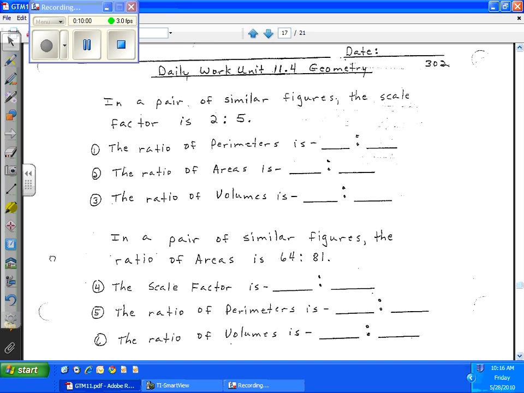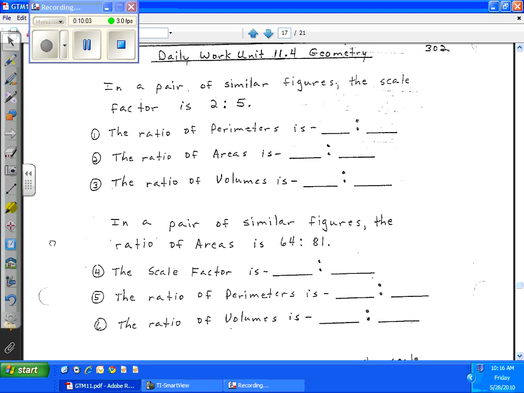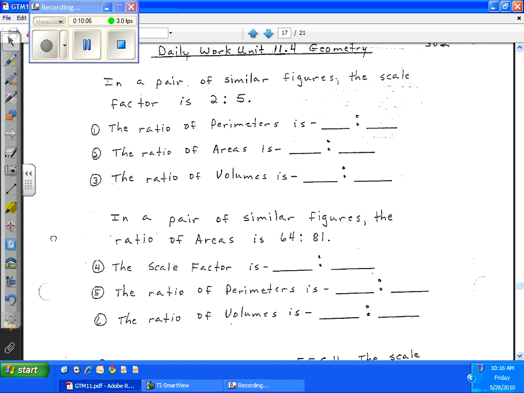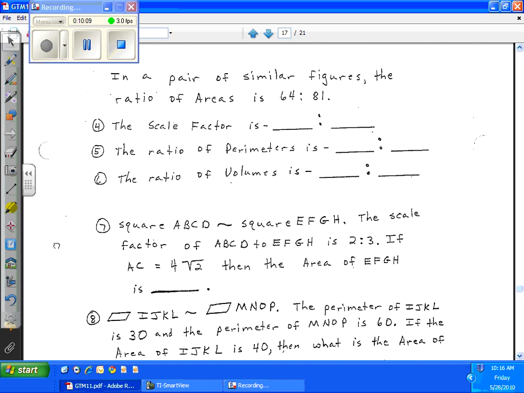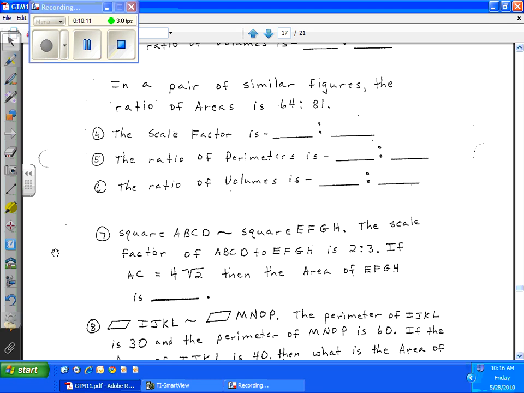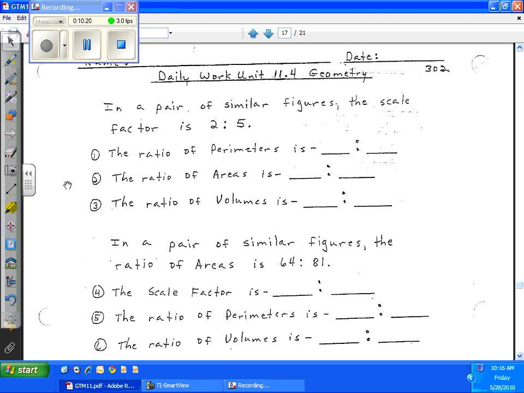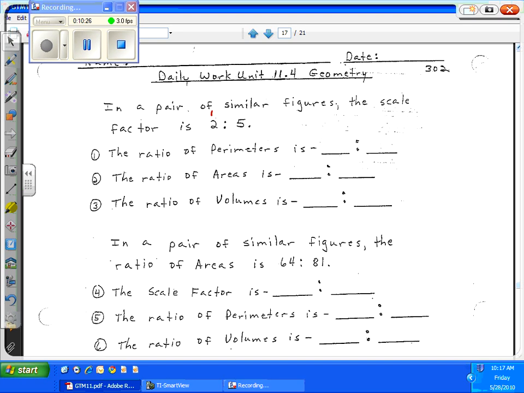let's look at the daily work, we've got a couple of scenarios here. We're going to let you do the first one. Let's take a look at the second one. It says in a pair of similar figures, the ratio of areas, well, let's go back to the first one. I'll just get started. In a pair of similar figures, the scale factor is 2 to 5. That's like our A to B, right?